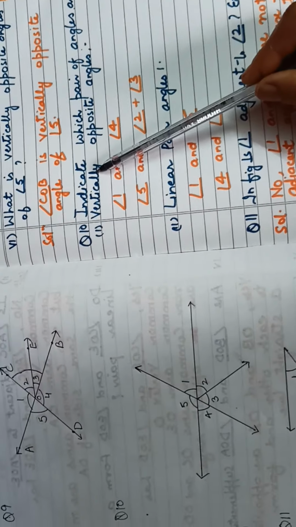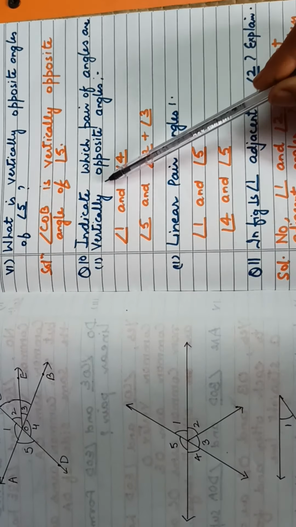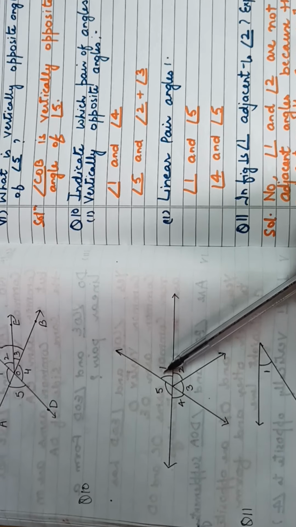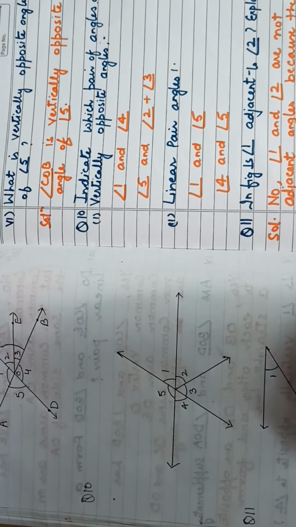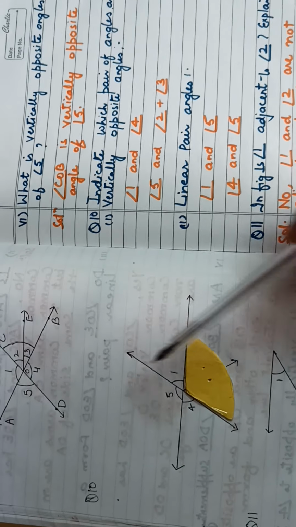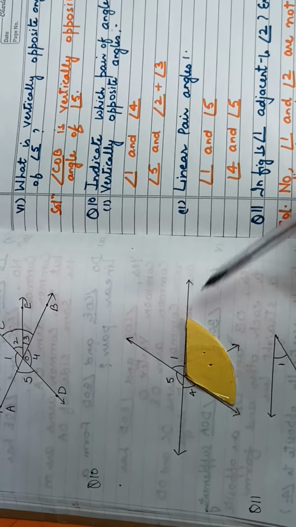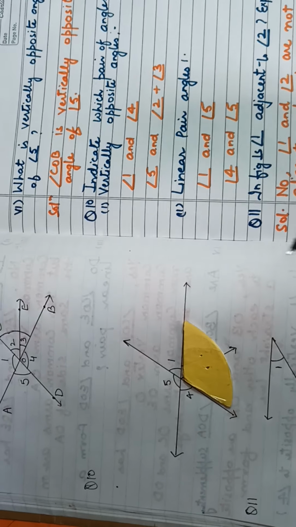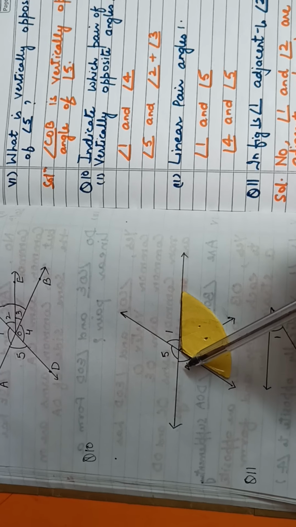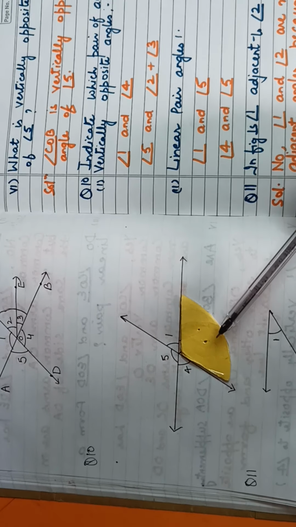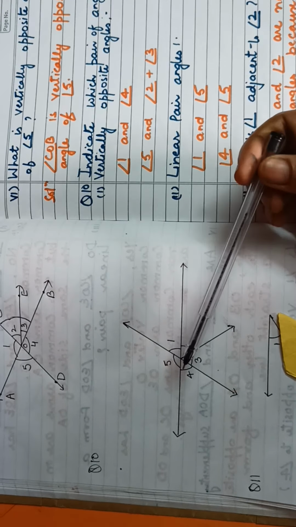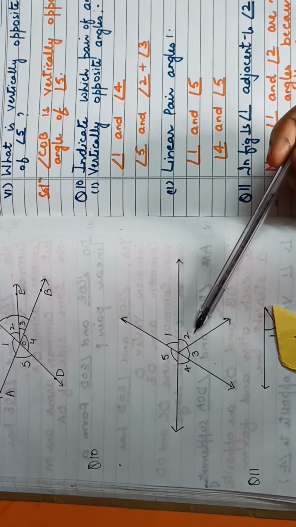Next, question 10: indicate which pair of angles are vertically opposite angles in the given figure. So children, 1 and 4. If we forget this ray, then we are observing one line is here, the other line is here. They are cutting each other at point O. So the pair of vertically opposite angles is 1 and 4. Then 5 and this yellow part are vertically opposite, and in this yellow part we have 2 plus 3.